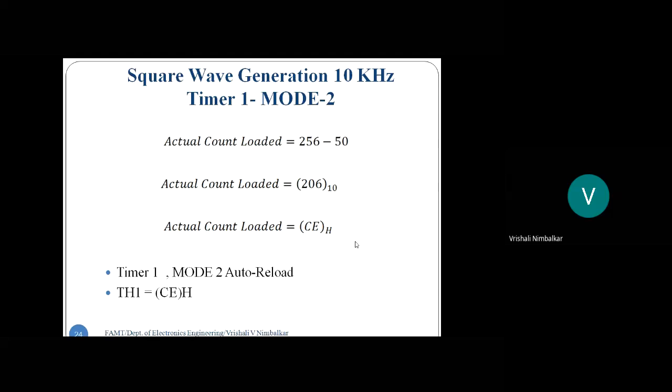Programmer need not load the counts again and again. Once the count is loaded, it will keep on counting up. After overflow, again reload the count and keep on counting up. So this is continuous, and that's the importance of having auto reload, and that's why we can generate a square wave continuously. Is that okay?